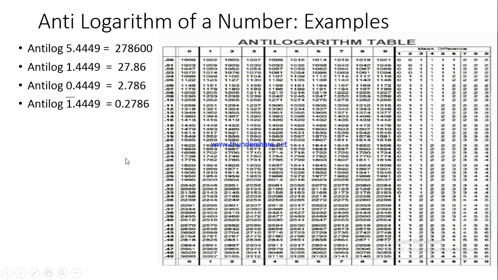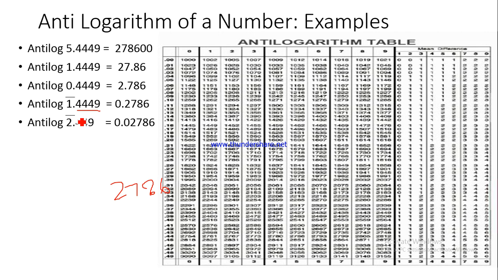Have a look at the mantissa portion. It's still the same as the one used in the above example. So this is again 0.4449, which means this portion 2786 would remain the same. However, now I have to look at the characteristic value, and the characteristic value is minus 1, and I add 1 to minus 1. Minus 1 plus 1 becomes 0.